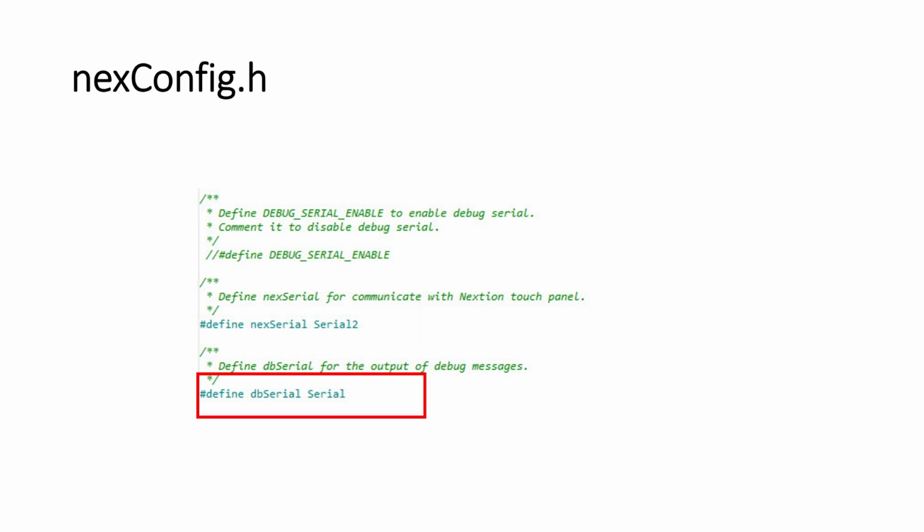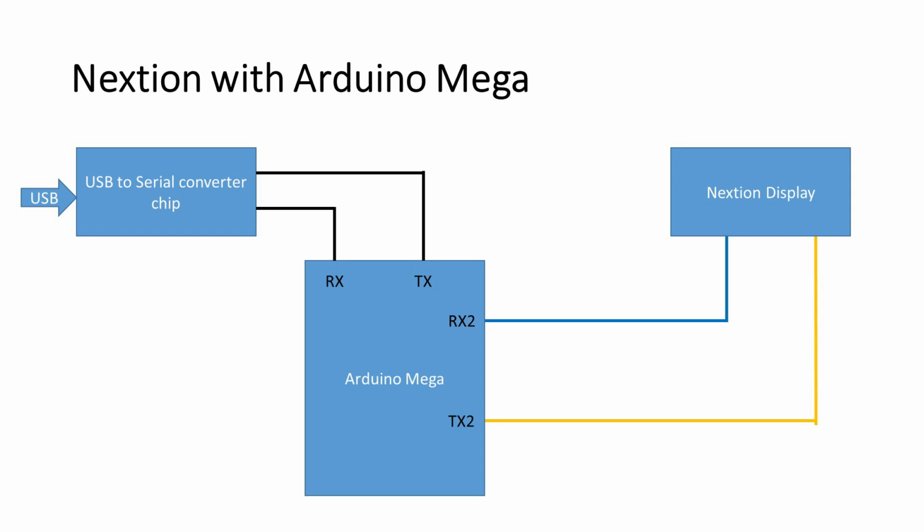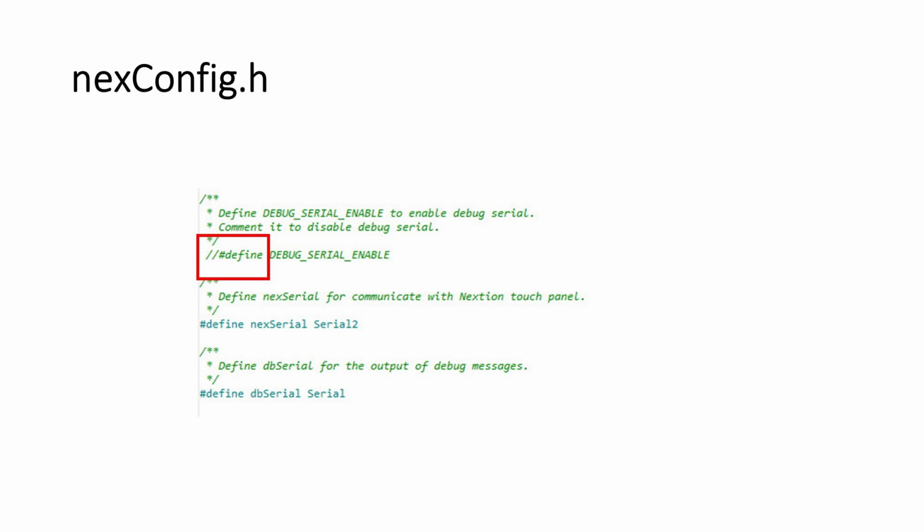And third, DB serial. For the Arduino Mega, we defined debug serial enable, set the next serial to serial 2, and DB serial to serial. The Nextion was then connected to serial 2, and we were able to see the debug messages in serial monitor. If you do not define debug serial enable or comment it, you will not get any debug messages and can live with one serial connection.